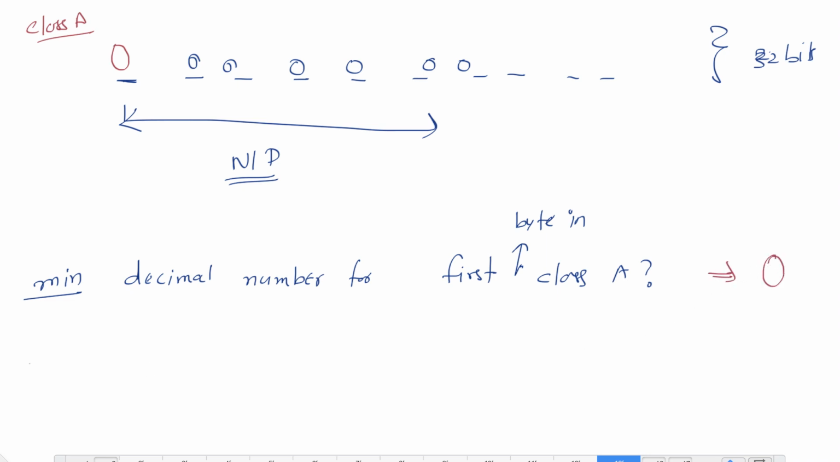What about the maximum number? The maximum decimal for the first byte in class A. See, 0 is fixed. What else can you do? You can put ones everywhere else, right? Which means what?